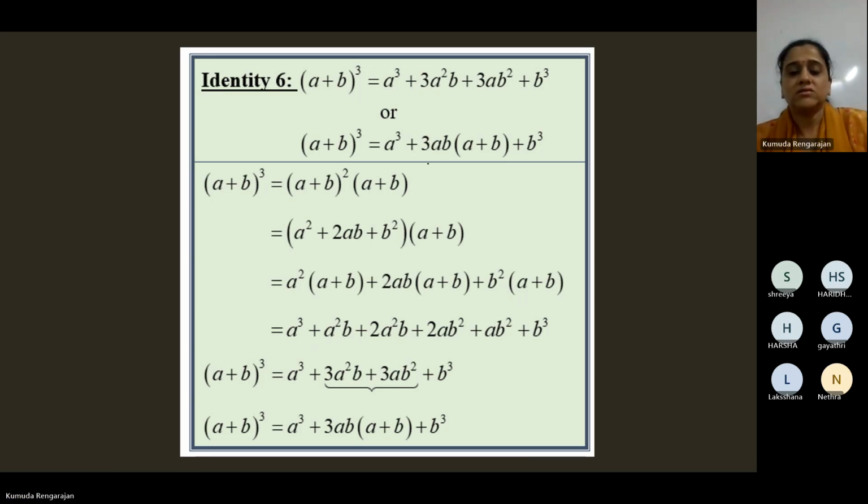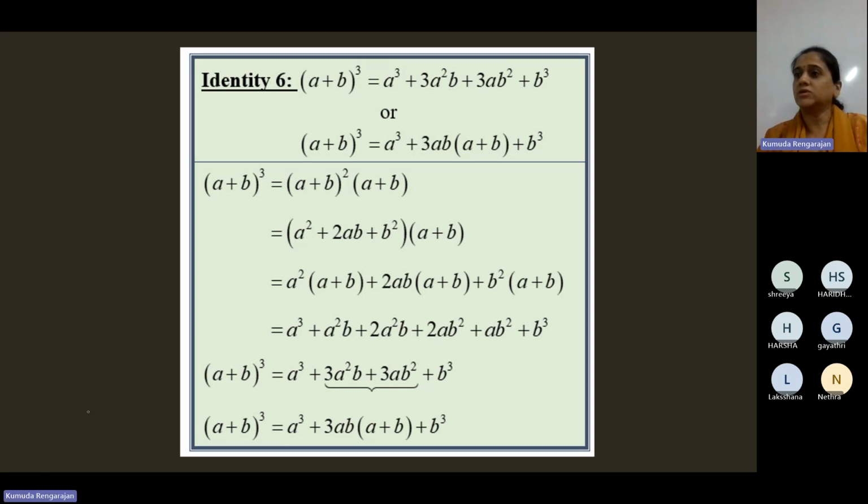All right. So when you take out 3ab common between these two terms, 3ab into a is what? A into a is a squared, right? So 3a squared b. And then 3ab into b is 3ab squared. Correct?